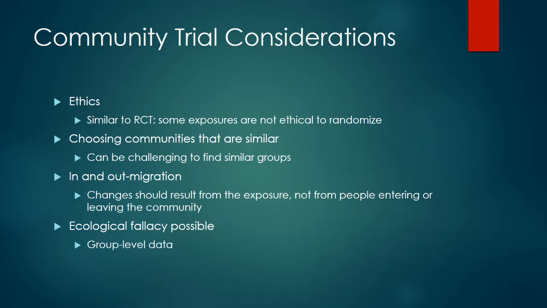And finally, we could have the ecological fallacy. So we didn't talk too much about ecological studies in this class previously, but there are a class of observational studies where we look at groups of people. And the issue there, the ecological fallacy, is that we could see associations that hold and are true at the group level, but don't translate to the individual level. So that's a potential limitation of community trials as well.